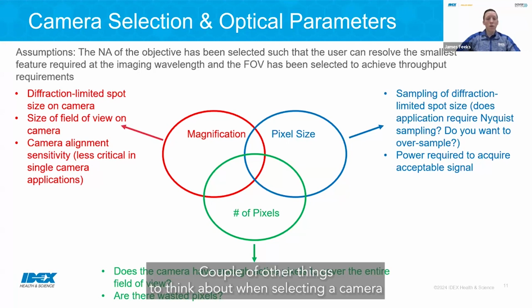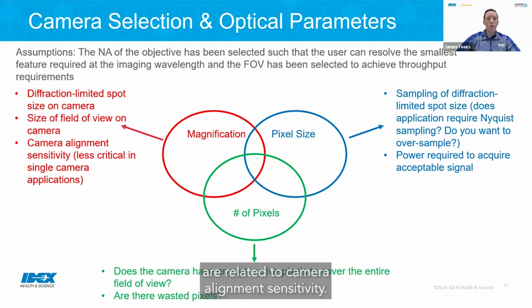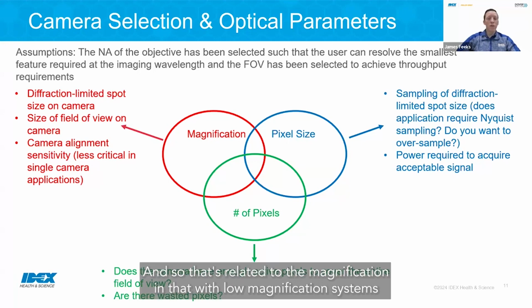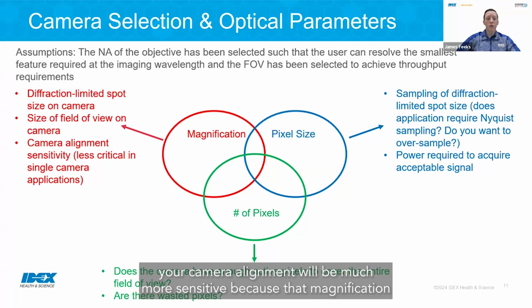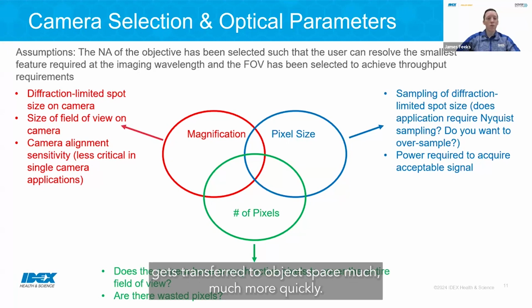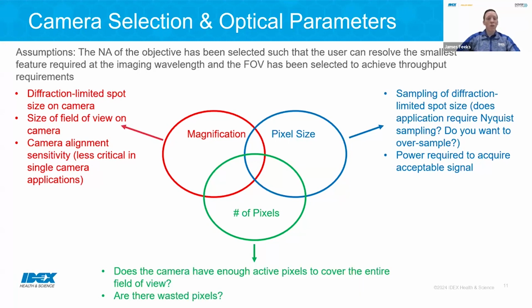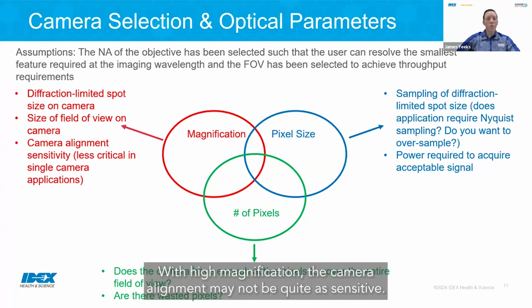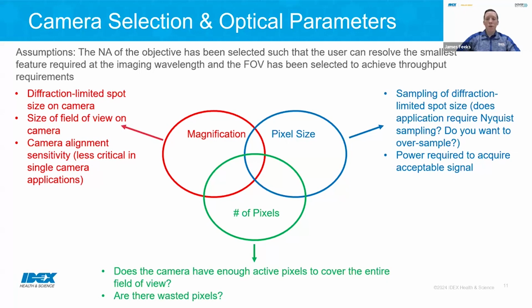A couple other things to think about when selecting a camera are related to camera alignment sensitivity. And so that's related to the magnification in that with low magnification systems, your camera alignment will be much more sensitive because that magnification gets transferred to object space much more quickly. With high magnification, the camera alignment may not be quite as sensitive.